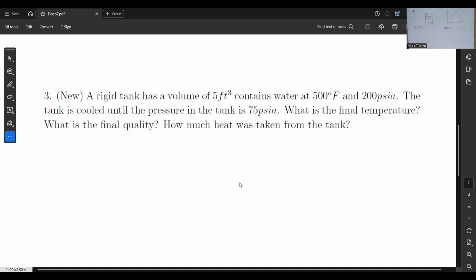Next, let's take a look at this problem. We have a rigid tank with a volume of 5 cubic feet, contains water at 500 degrees Fahrenheit and 200 psi. The tank is cooled until the pressure in the tank is 75 psi. What is the final temperature? What is the final quality? And how much heat was taken from the tank? So let's take a look at this.